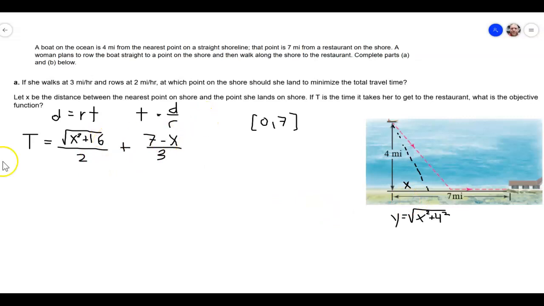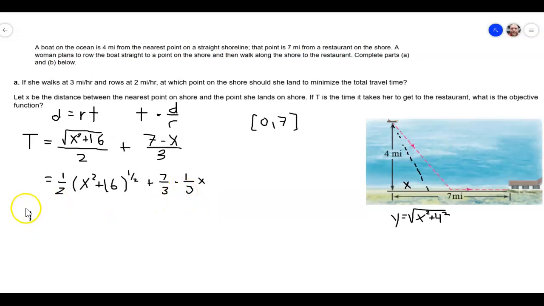All right. So let's work on finding the first derivative. It's probably actually the hardest part of this problem. So I'm going to first rewrite this in a derivative-friendly manner. I'm going to pull the 2 out as a 1/2. Write this as x squared plus 16, like this, to the 1/2. Get rid of that fraction. And then this is just going to be plus 7/3 minus 1/3 x. Right, just separating that fraction, which makes it a little bit easier.